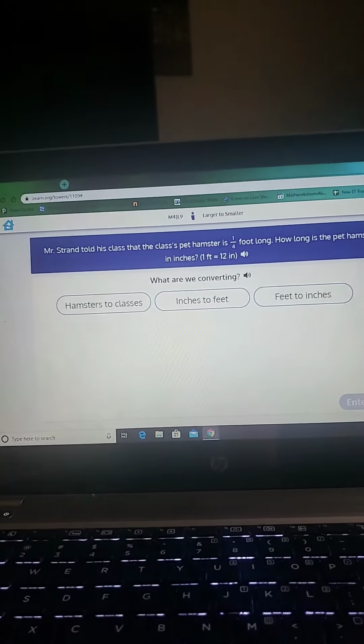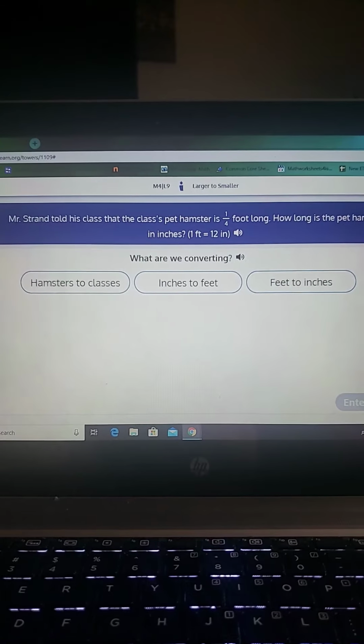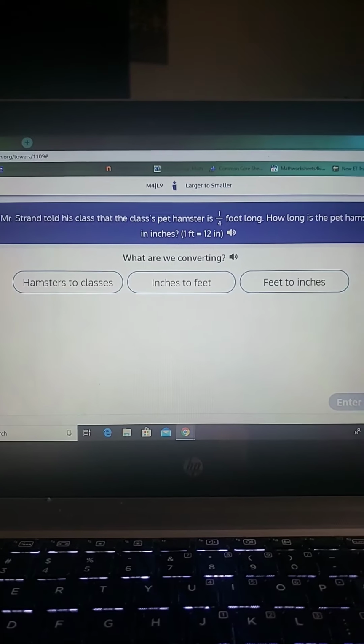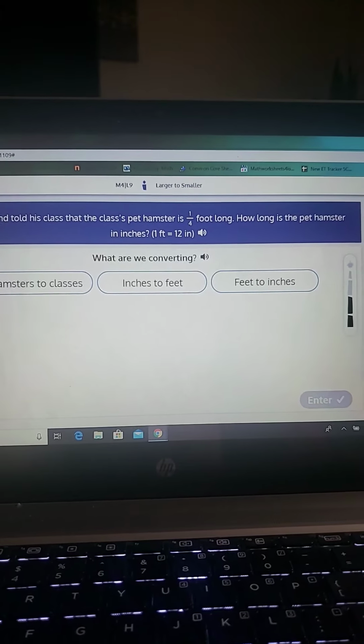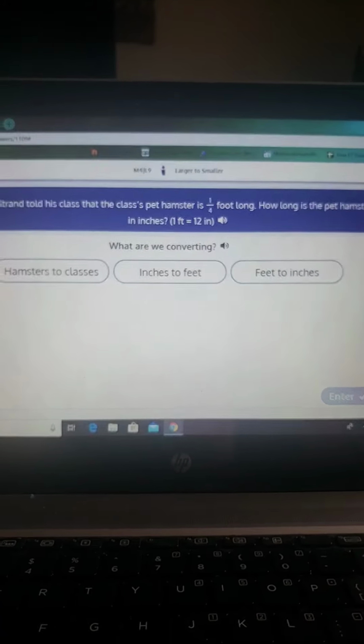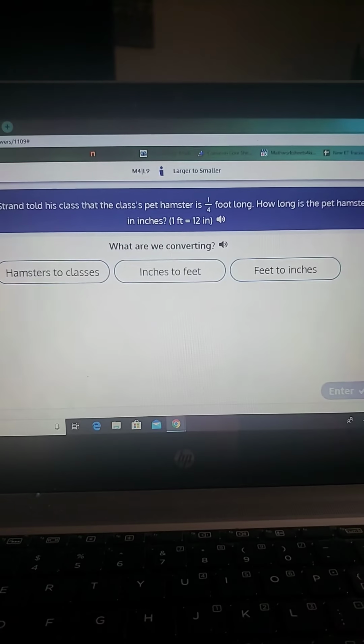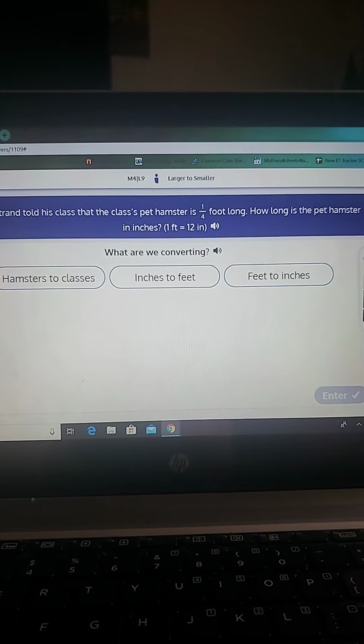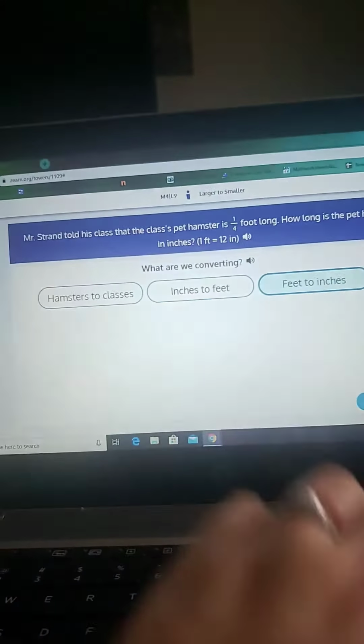All right. Pull back. Now go sideways. All right. Mr. Strand told his class that the class's pet hamster is 1/4 of a foot long. How long is a pet hamster in inches? What are we converting? We went from 1/4 of a foot, and we want to know how many inches. So we're going from feet to inches.